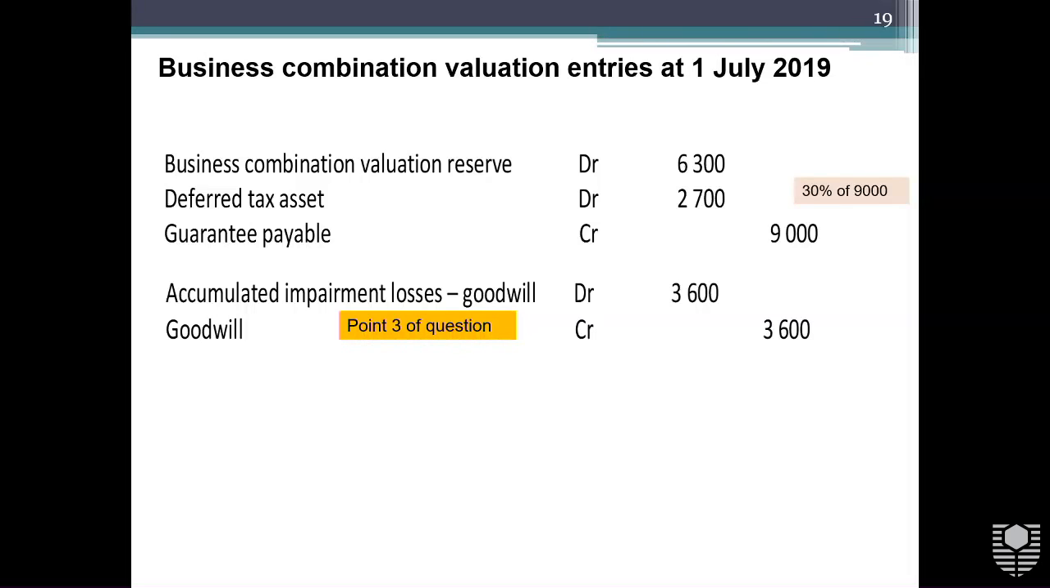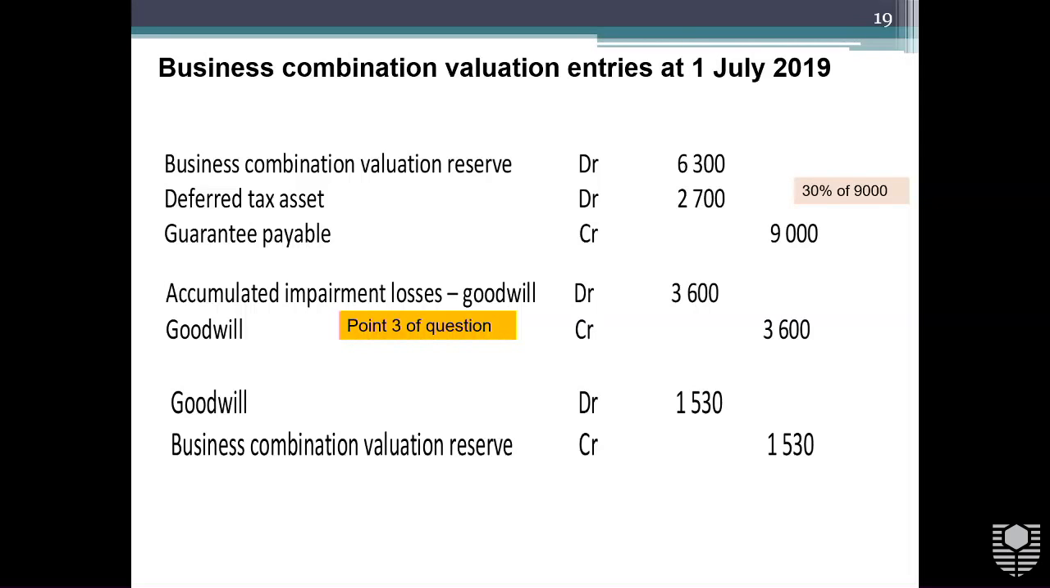We also have to account for the impairment of the goodwill. The question said that goodwill had been impaired. Goodwill is an asset. To impair it, we're going to have to credit it 3,600, and we're going to recognise that impairment loss as part of our accumulated impairment losses in the P&L, 3,600.